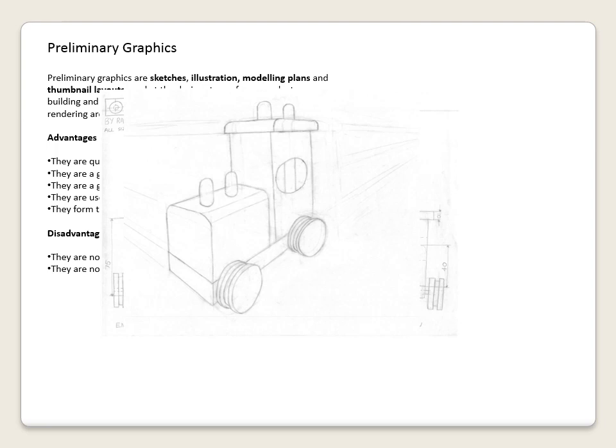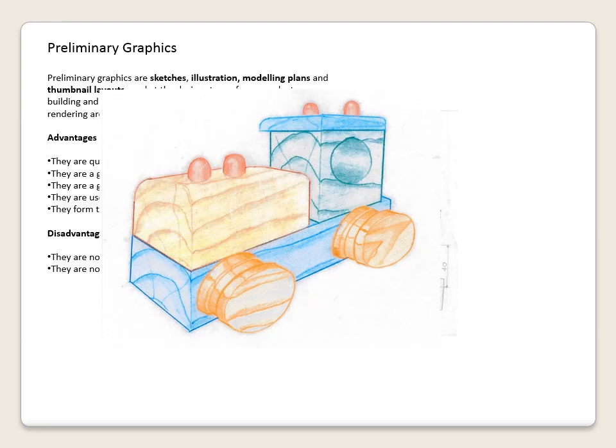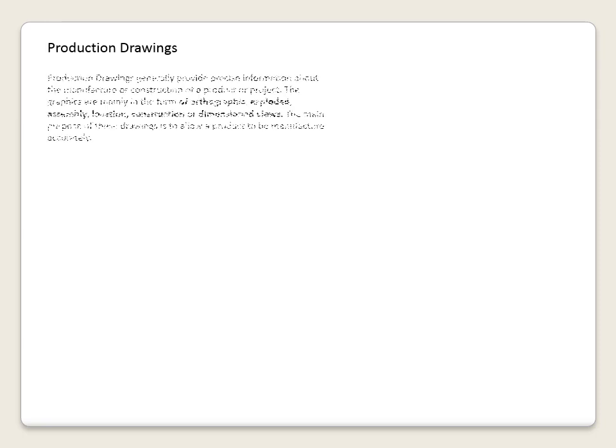Here we have an isometric drawing of the same train. So again, just a sketch to give an idea of what it actually looks like. Or we can have a rendered illustration. Again, if we were showing stuff to a client who's wanting this produced, we can show them what it looks like, give them an idea of what the finished product will look like. So that's preliminary graphics. Production drawings.